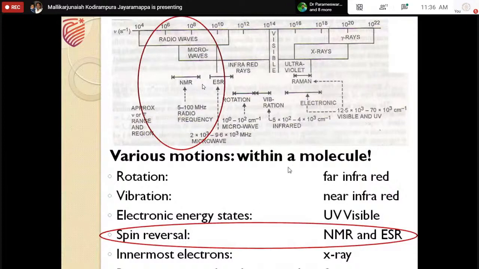And just for completeness, coming back to the right portion here, whenever transitions occur within the atom involving the innermost electrons, X-rays are produced. And whenever rearrangement of nuclear particles, that is rearrangement within the nucleus, happens, that gives rise to gamma rays. It is only for completeness' sake. Now we will narrow down our entire session to nuclear magnetic resonance.